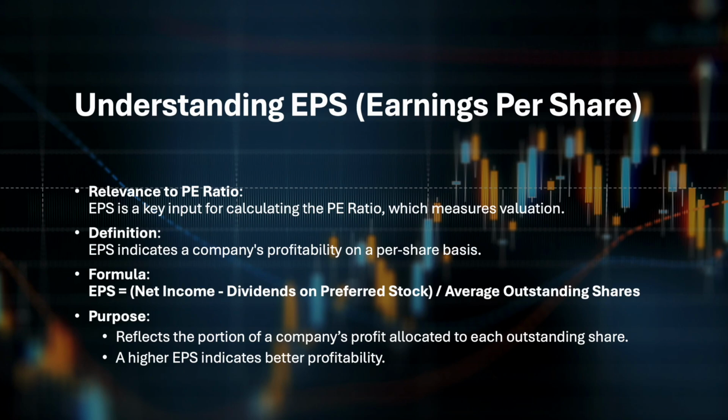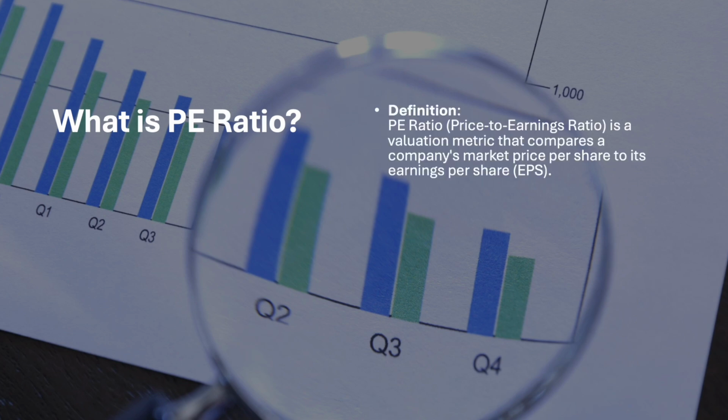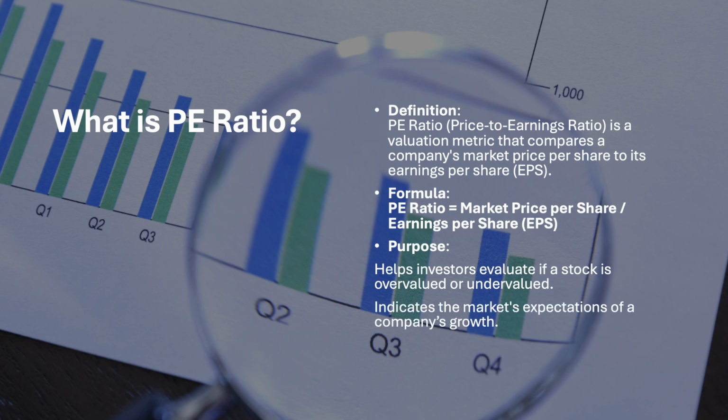So let's start with the basics. What is PE ratio? The PE ratio or price to earning ratio is one of the most widely used metrics to evaluate a stock's valuation. The formula is simple. PE ratio equals market price per share divided by earnings per share. In simpler terms, it tells you how much investors are willing to pay for every rupee of a company's earning.